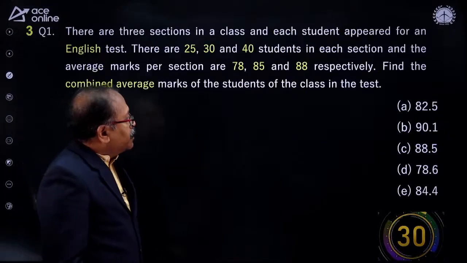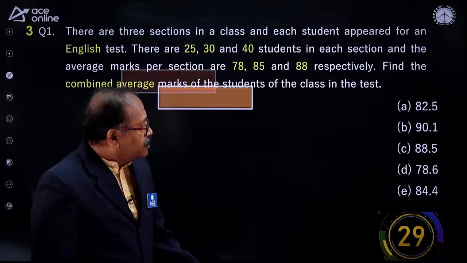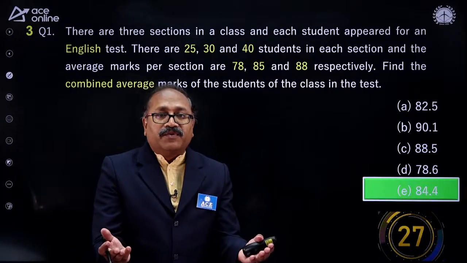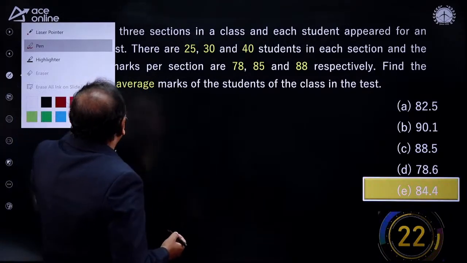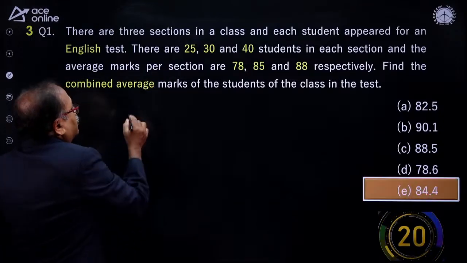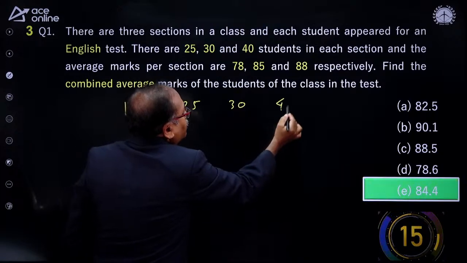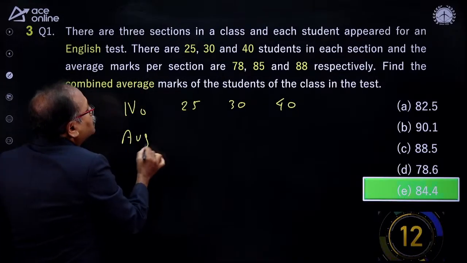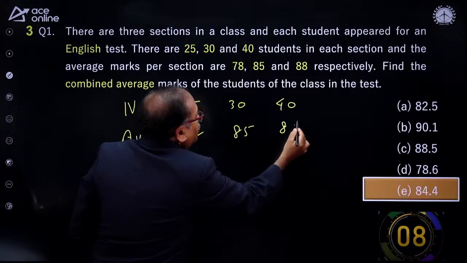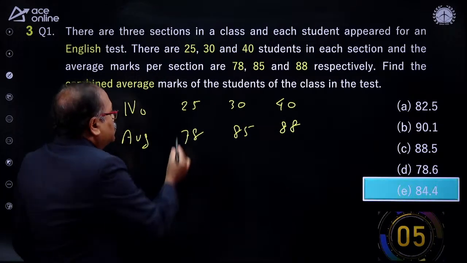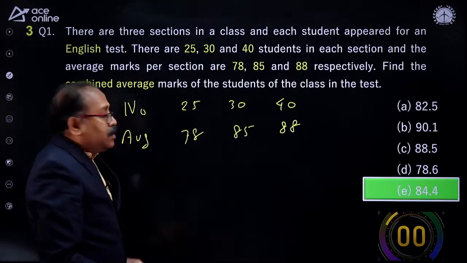Let's come to the question part now. Let me check whether 84 is correct or not. Yeah, that's right. 84.4. So nicely you answered the question. Now let me write down the question here. We have the numbers 25, 30 and 40, and we have the average of each group. The average of each group is 78, 85 and 88. This information is already given to us. This group average is 78, this group average is 85 and this group average is 88.